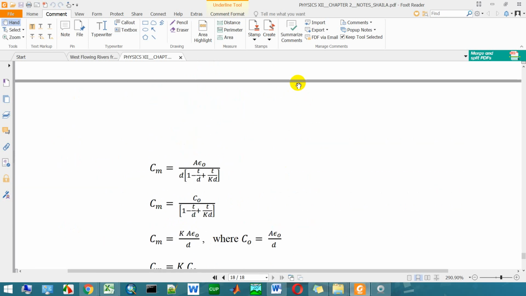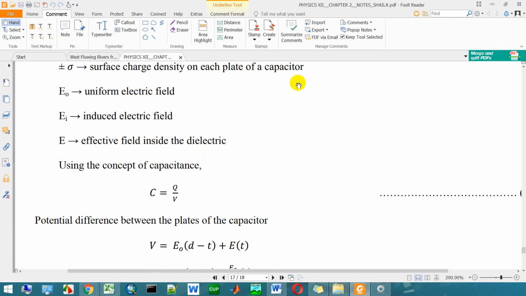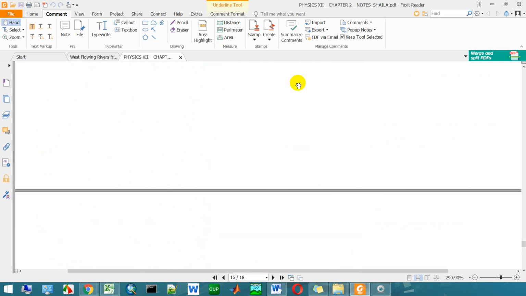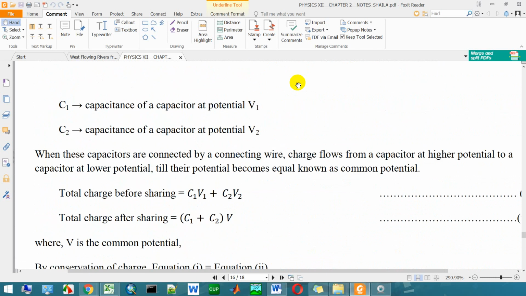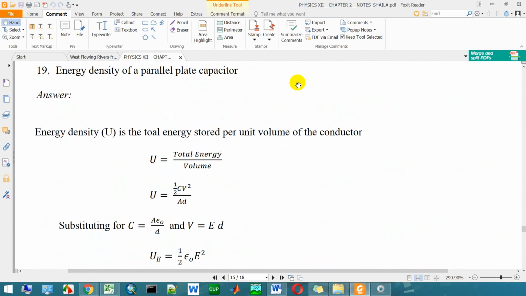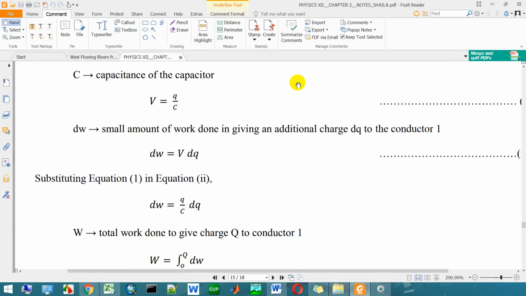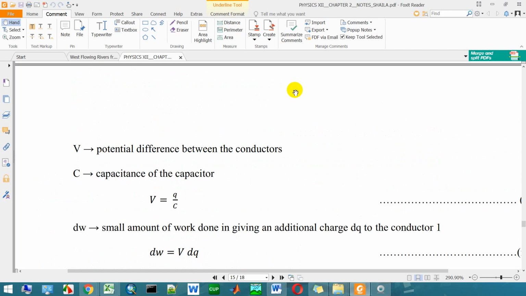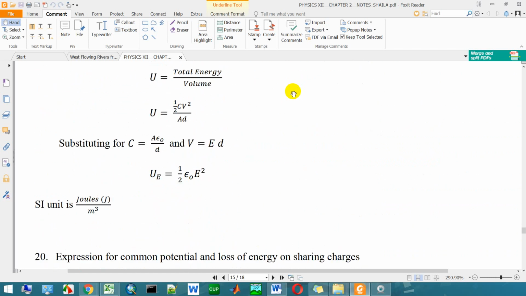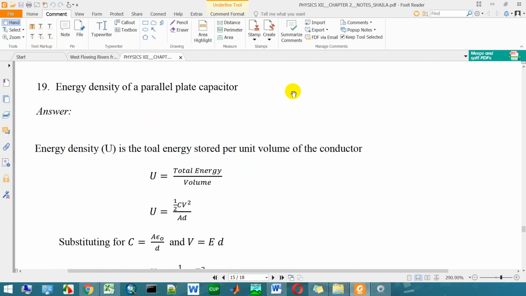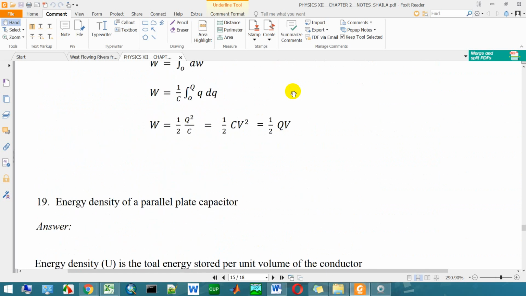Here, these are all the questions related to the concept, the theory and its applications. The numericals and all I'll take in the next class. So at least learn this and try to solve the exercise in the NCERT and the reasoning questions.